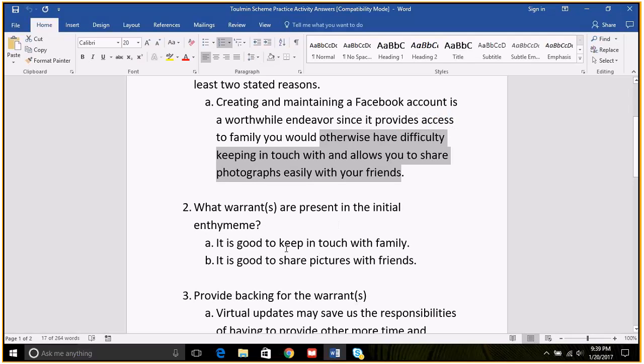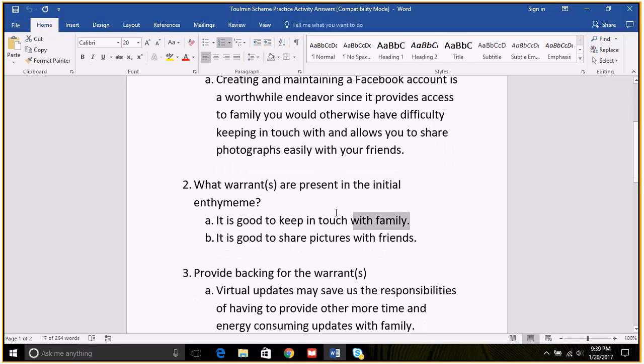I actually have two warrants operating here. One warrant is that my audience is going to agree with me that it's a good thing to keep in touch with your family. Notice that in my body paragraph, I'm going to have to prove that Facebook actually lets me keep in touch with family. What I probably don't need to do in my body paragraph is talk about why it's a good idea to keep in touch with your family. That's going to be a different job, okay?